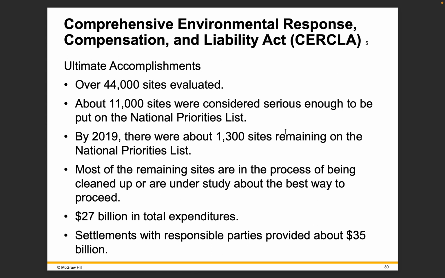Ultimate accomplishments: over 44,000 sites were evaluated. 11,000 were added to that National Priorities List. By 2019, there were about 1,300 sites remaining on the National Priorities List. That's huge. 11,000 to 1,300 in about 40 years.